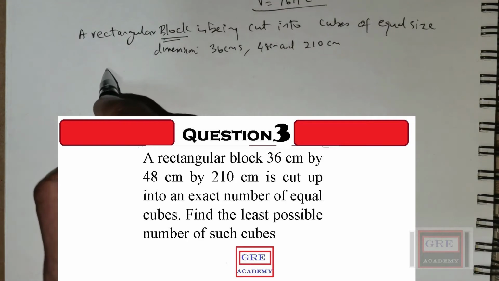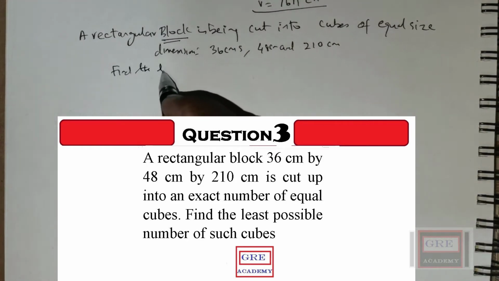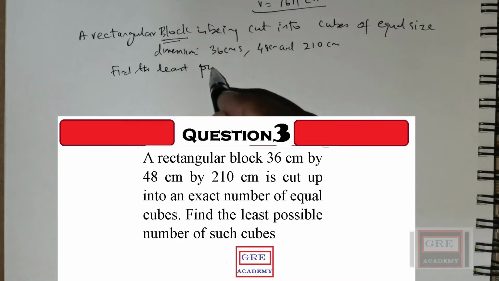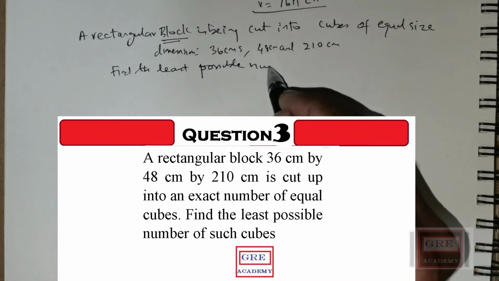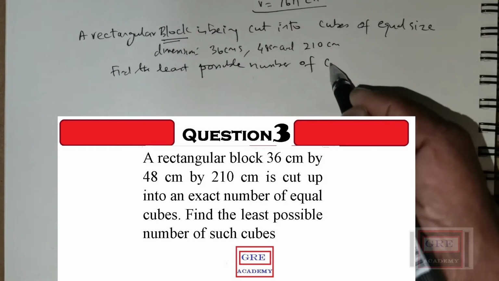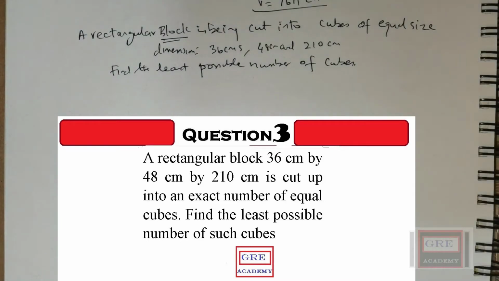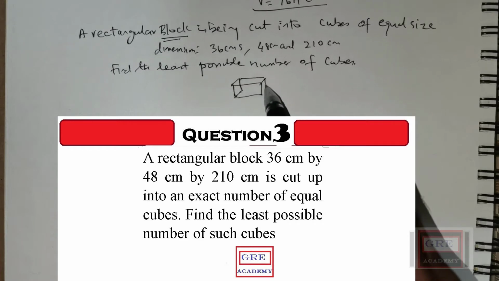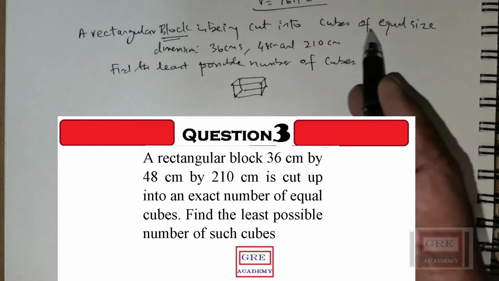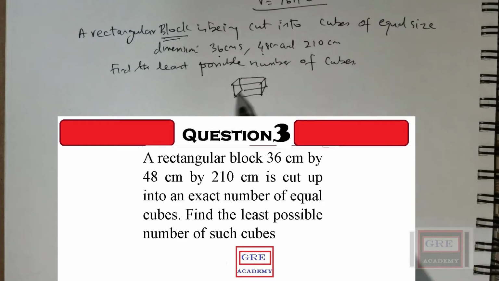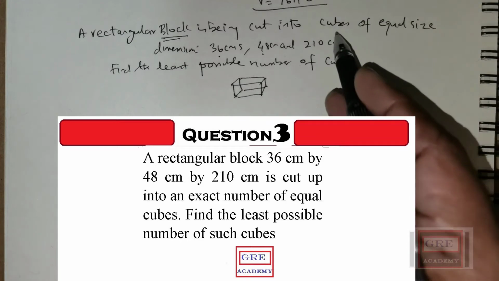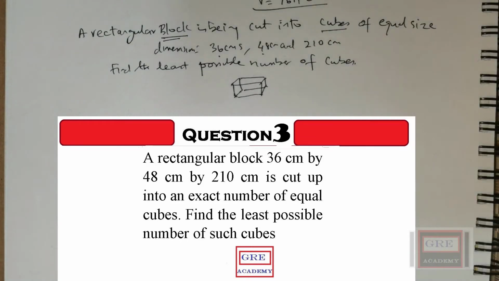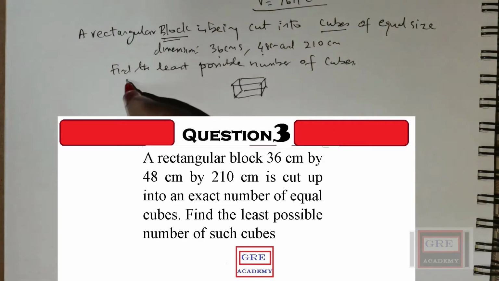Now the question wants us to find the least possible number of cubes. Okay, so we're given a rectangular block and that rectangular block has a dimension of 36, 48 and 210, and that is being cut into cubes of equal size. We are expected to find the least possible number of cubes. So this is a nice question.